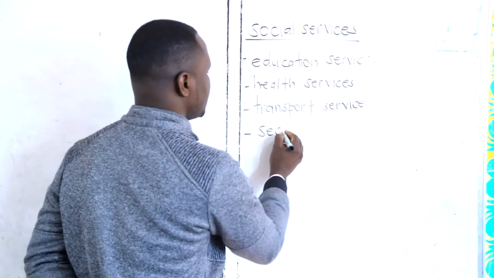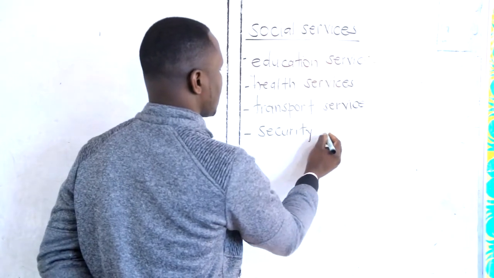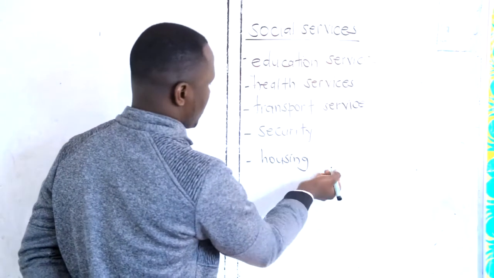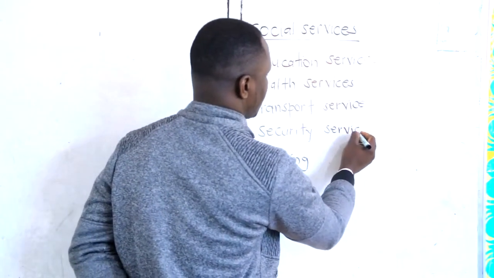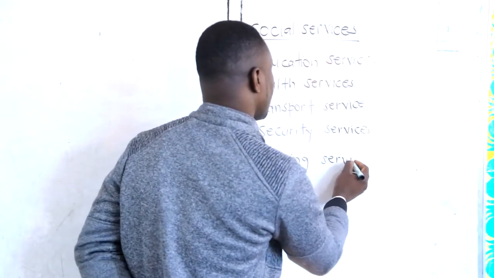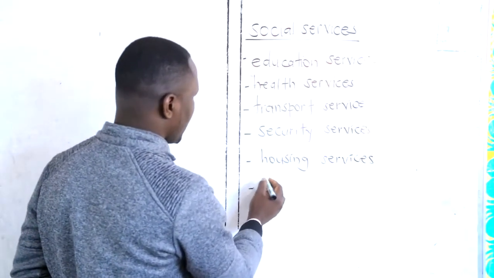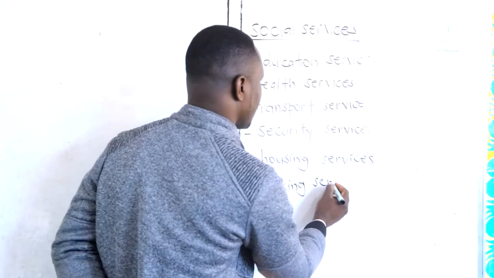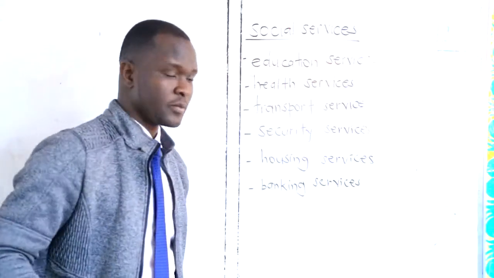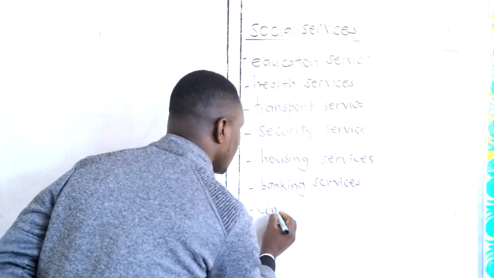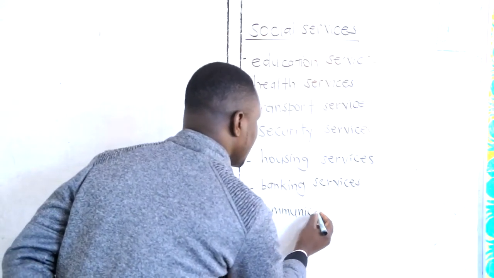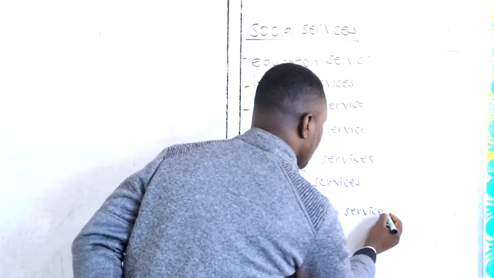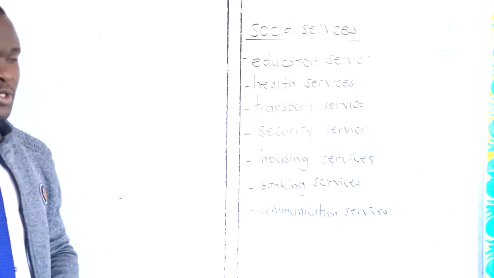We can have security. We can have housing services. We have water supply. We have banking services. We have very many. We have communication services. And other examples of social services.